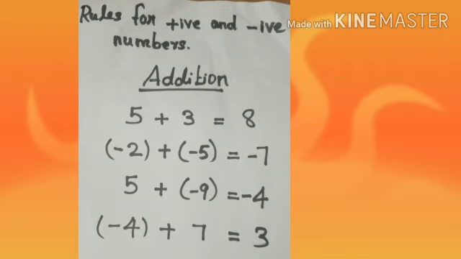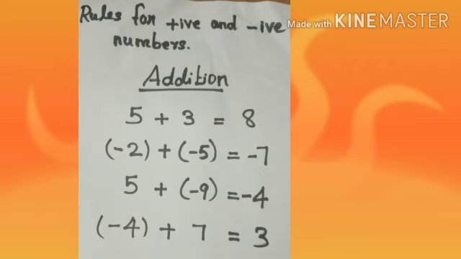9 minus 5 is 4. Then we have to place the greater number's sign. Here which is greater, 5 or 9? 9 is greater. What is the sign of 9? Negative sign. So we can write the result as minus 4.